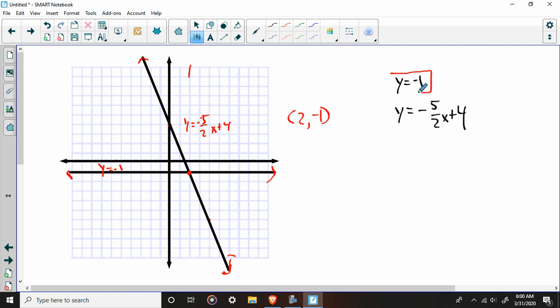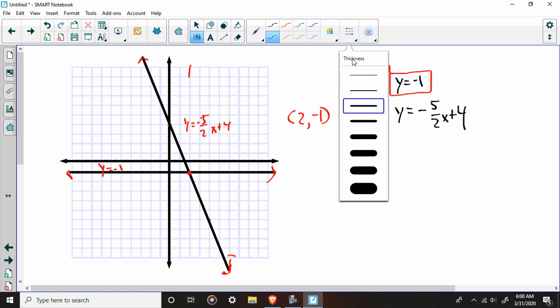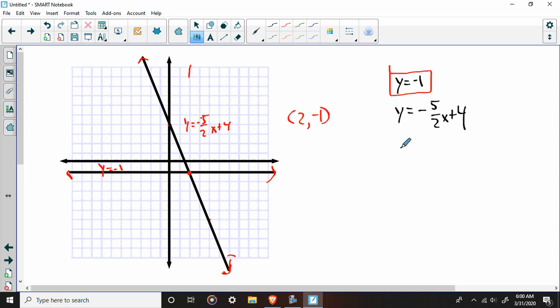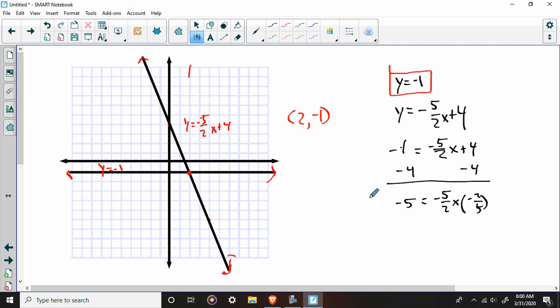Y is equal to -1, right? So can I just substitute -1 into my other equation? Can I just say that -1 is equal to -5 halves x plus 4? And then, guys, that is pretty straightforward. We subtract 4. -5 halves x is equal to -5. And then I got to multiply by -2/5. You got to do the reciprocal thing. So that's probably the hardest part for most of you guys. It's been a while since we did the reciprocal.